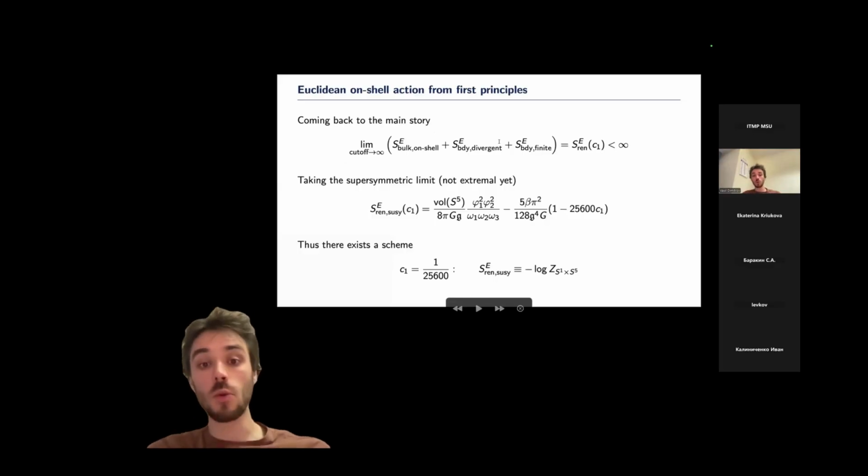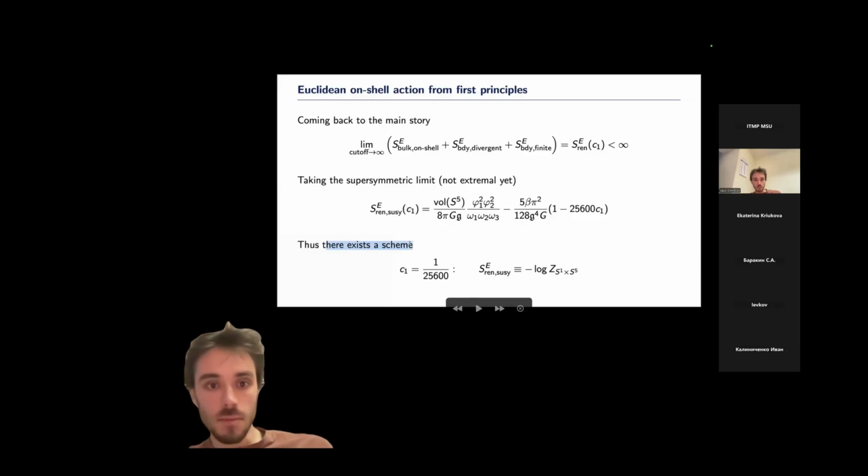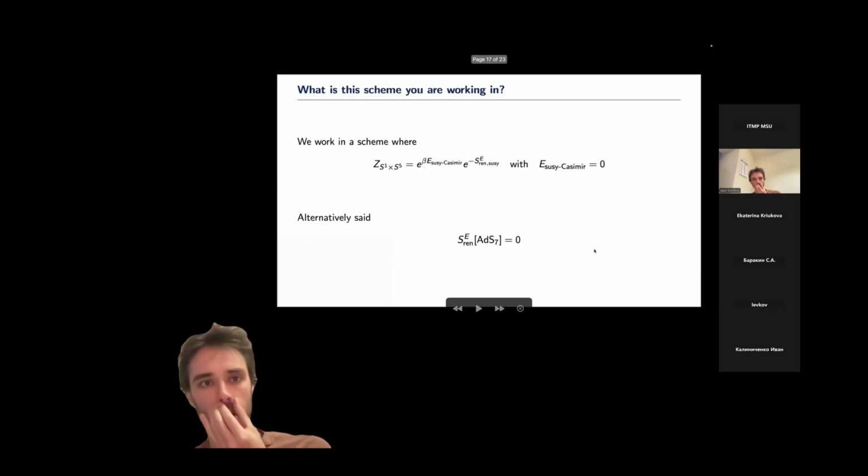Okay, so here we are, and now there is a scheme. There is a scheme which agrees with holography, such that what I calculate in gravity is exactly what the large N of the field theory partition function is saying. Now, what is the scheme?